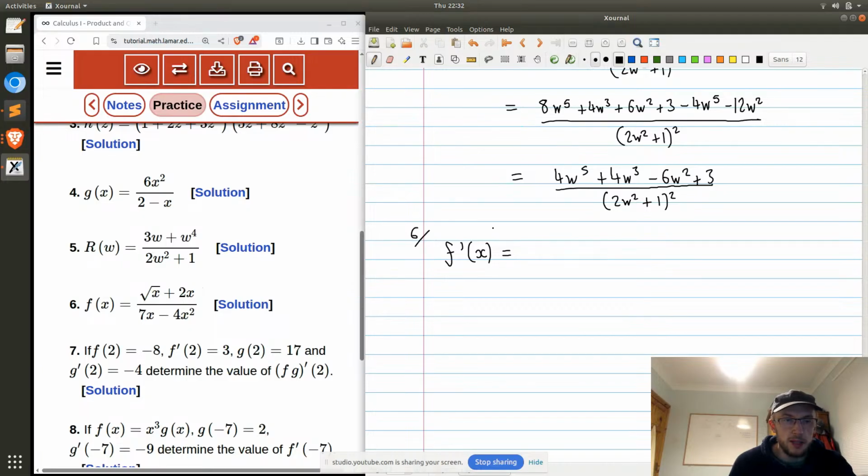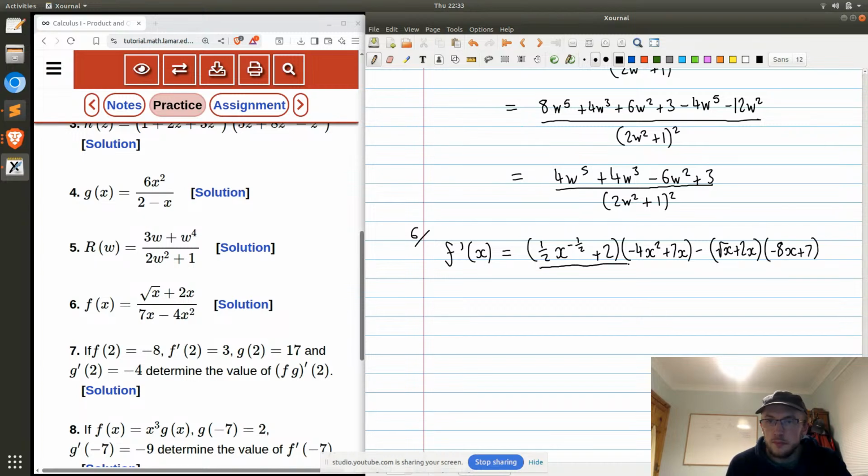So f prime is minus fg prime. That's going to be minus 8x plus 7, all over this squared.